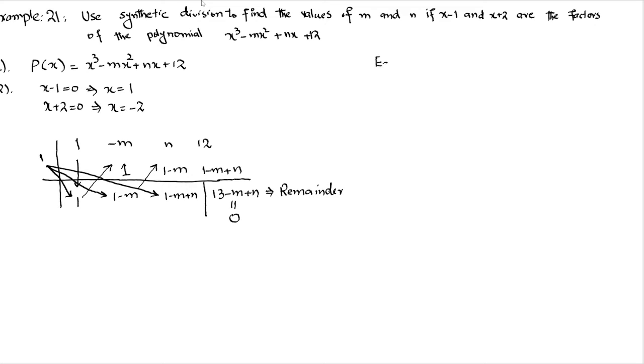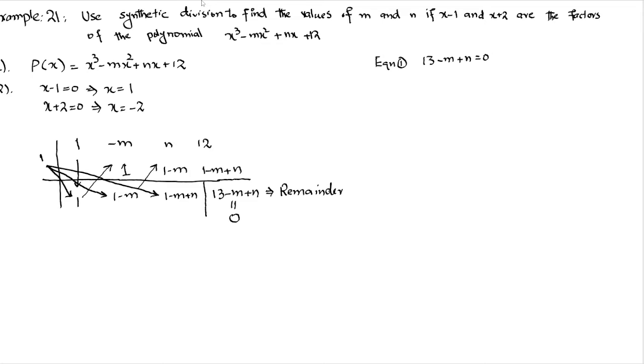Equation number 1 will be 13 minus m plus n is equal to 0. As x minus 1 is a factor of this polynomial, the remainder of this division, polynomial divided by this factor, must result in a 0 remainder.